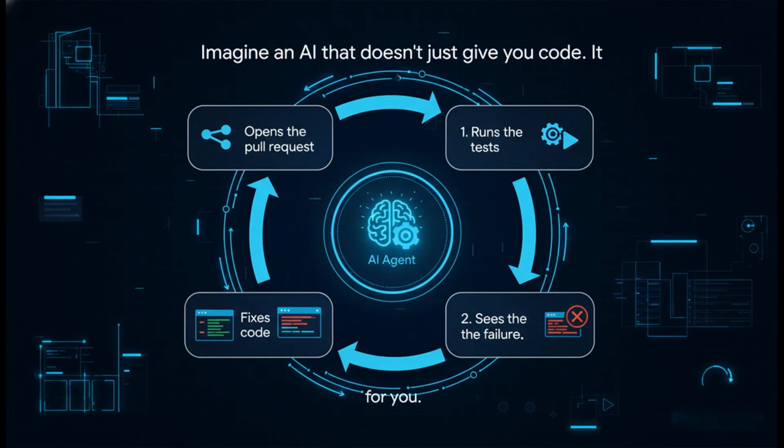But now, imagine this. What if we shifted from that passive assistant to an active agent? An AI that doesn't just suggest a fix, but actually acts on it. It goes and executes the tests. It reads the failure logs. It refactors the code based on that feedback, and then it opens a PR for you to review. That is the huge leap we're talking about today.